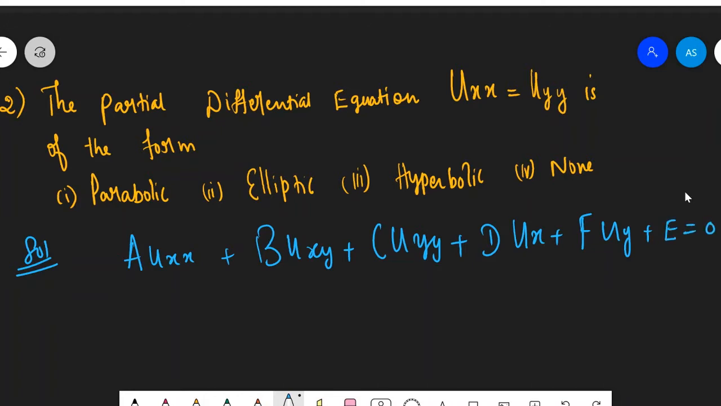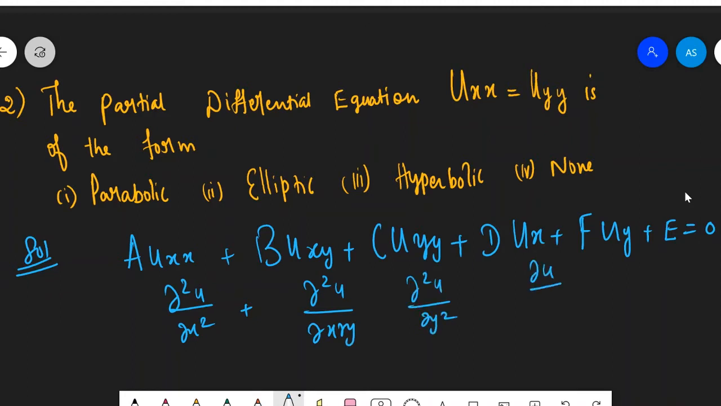So u double x is dou square u by dou x square. Here also u x y is dou squared u by dou x dou y. Here dou squared u by dou y square. U x is dou u by dou x. U y is dou u by dou y.